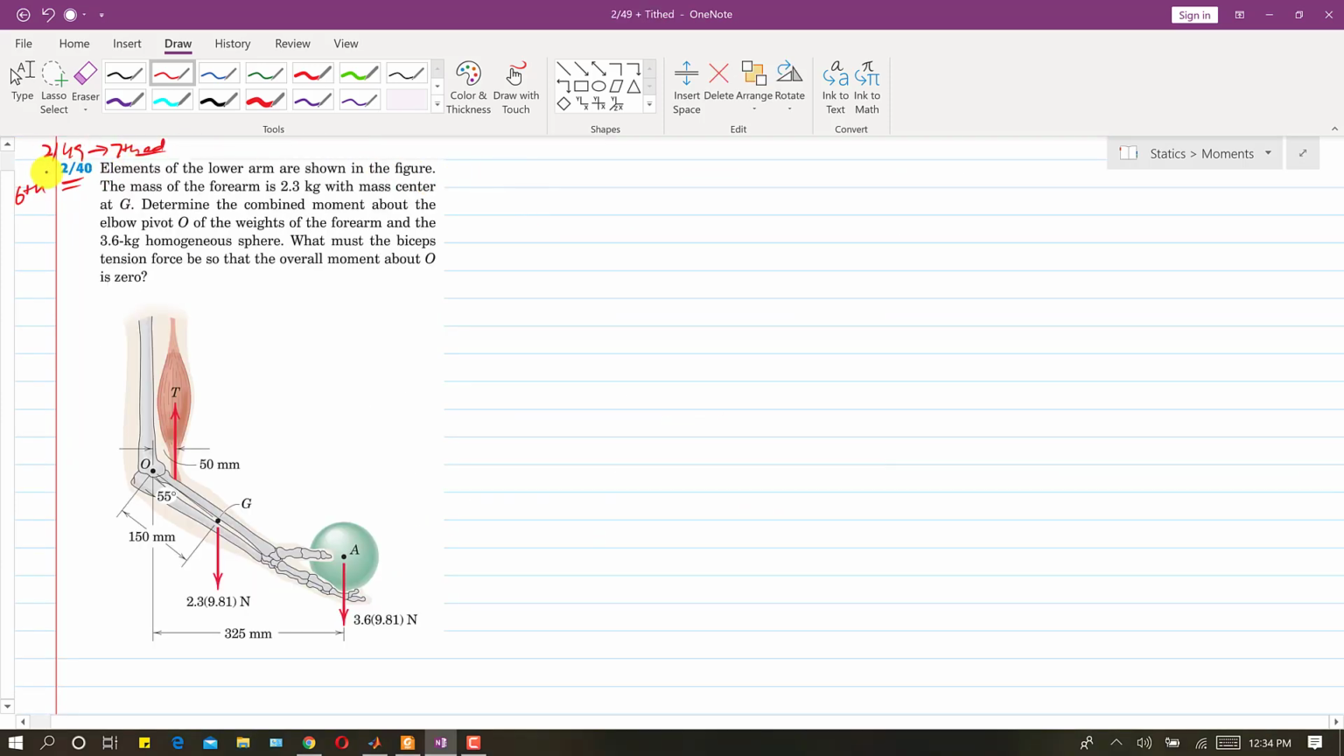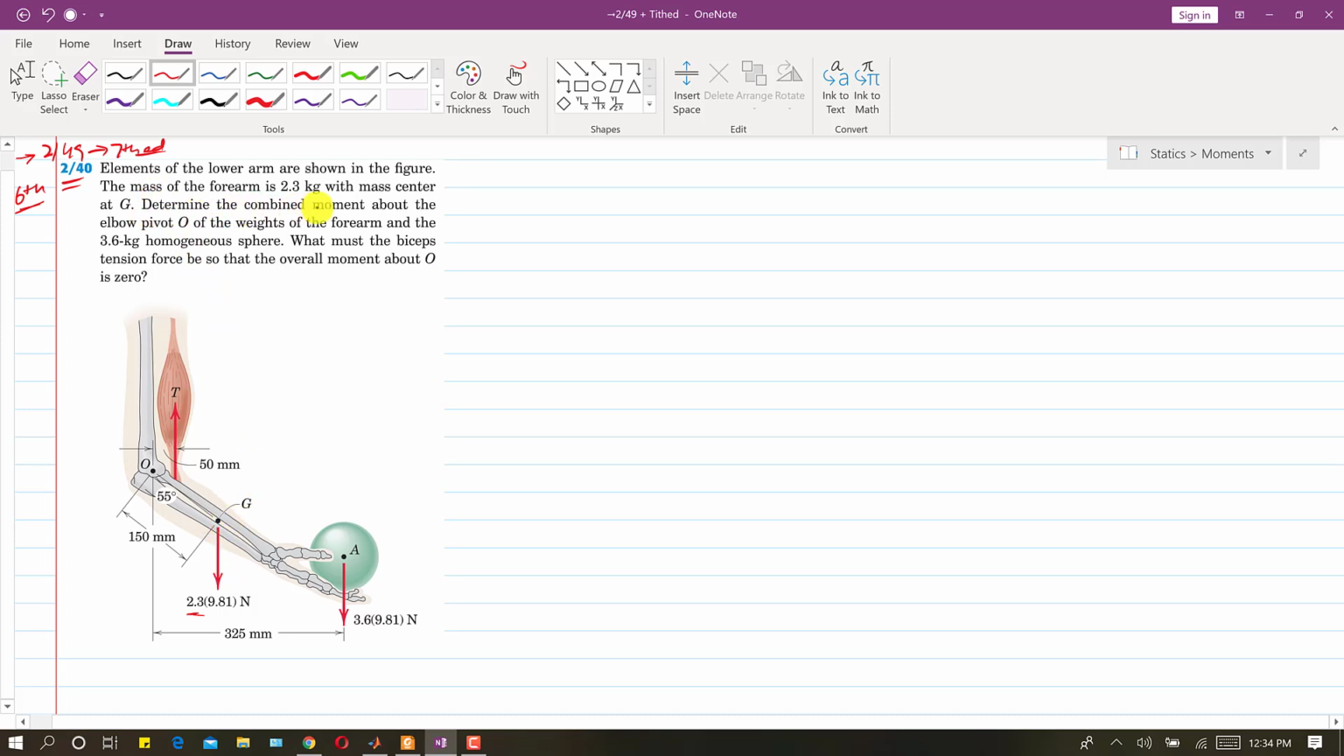Now we are going to solve this problem 240. It is from the 6th edition, and in the 7th edition the same problem is problem 249. In this problem it is said that the elements of the lower arm are shown in the figure. So this is the lower arm elements, and the mass of the forearm is 2.3 kg with mass center at G. So the mass of this forearm is 2.3 kg into 9.81. This is the weight, and the weight is acting at this point G.